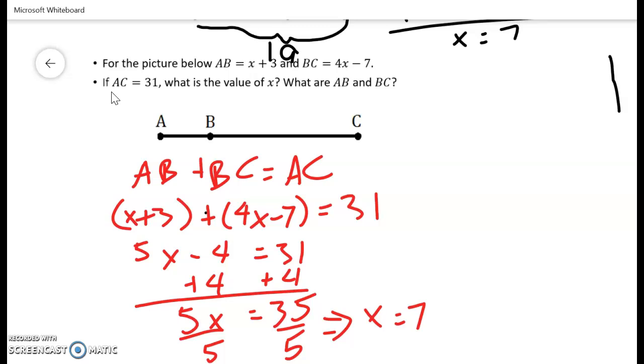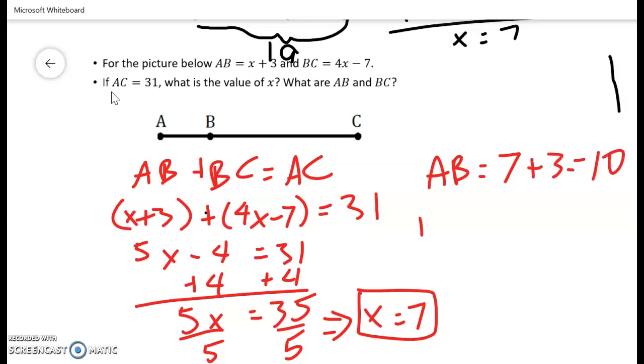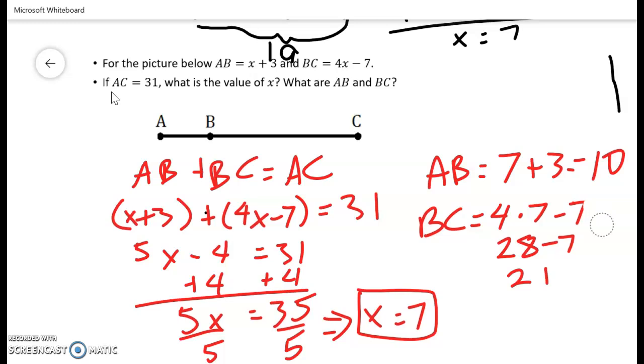Okay? So there's X. How would I find the lengths of AB and BC? Well, AB would simply be 7 plus 3, or 10. BC would be 4 times 7 minus 7, which would be 28 minus 7, which would be 21. Okay? So, putting it all together, I have AB is 10, BC is 21, and X is 7.